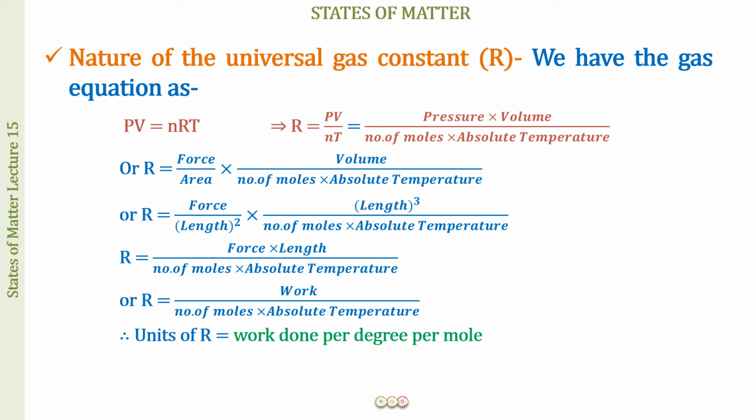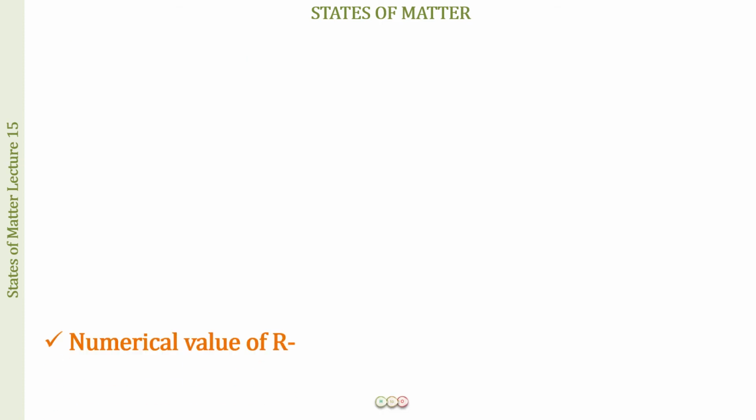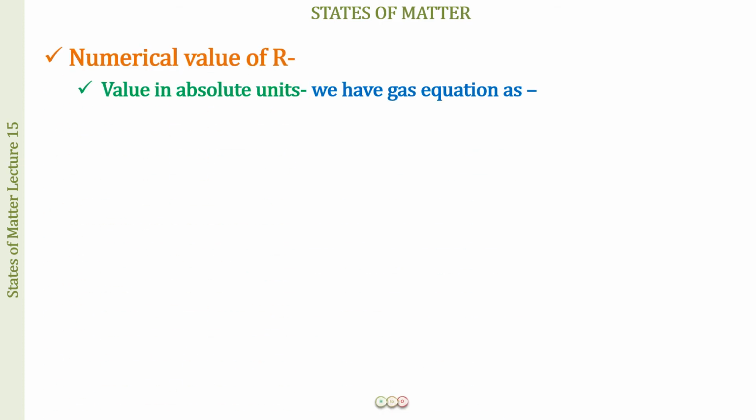Now, the next thing that we have to learn is the numerical value of this universal gas constant, because this value is going to remain the same for any gas. So let us learn how we are going to find this numerical value of the gas constant R as well. Finding the numerical value of R, what do you require? Well, we know that PV equal to nRT, or R is equal to P into V by n into T. So if you have any set of values for pressure, volume, the number of moles of the gas and the temperature, we can find the value of R.